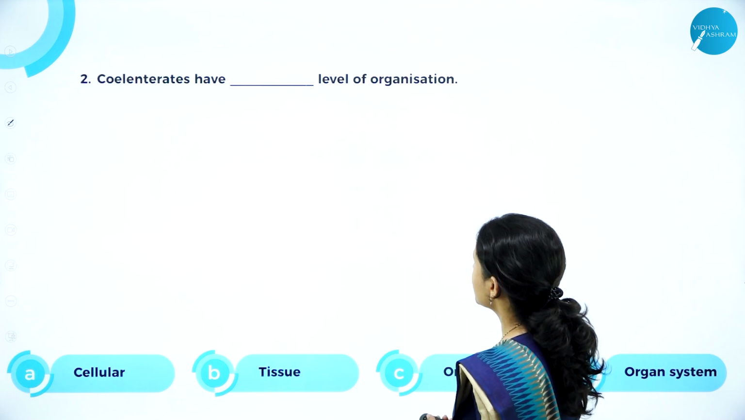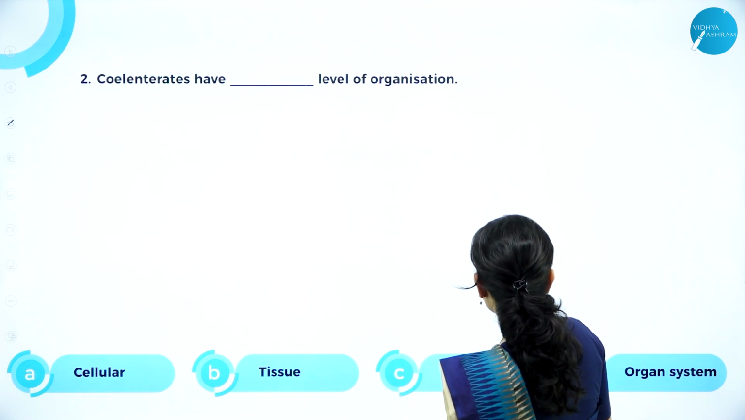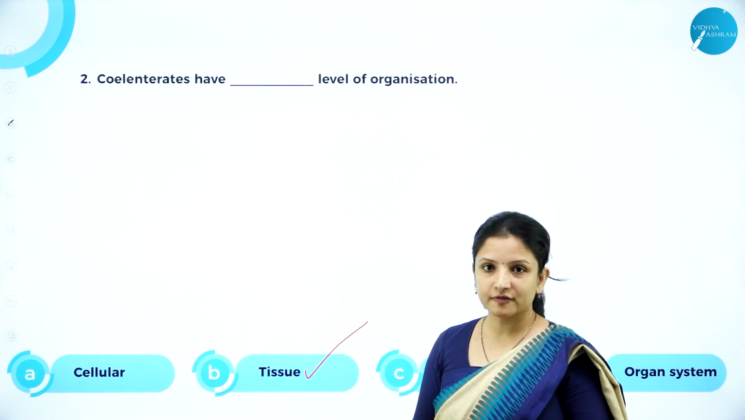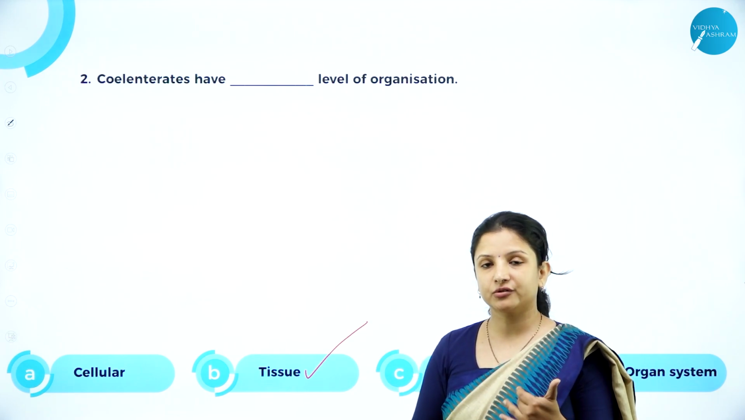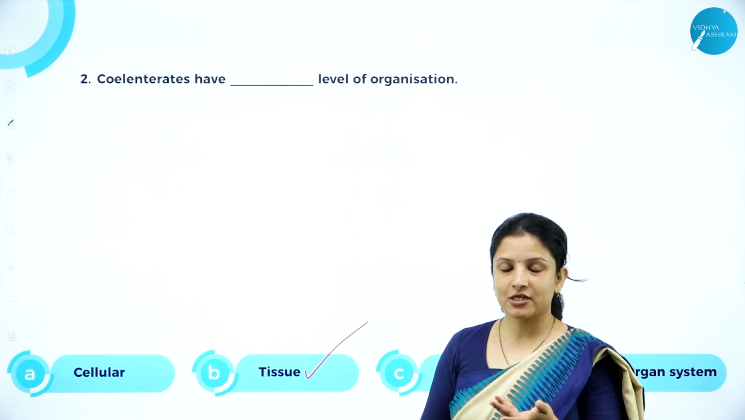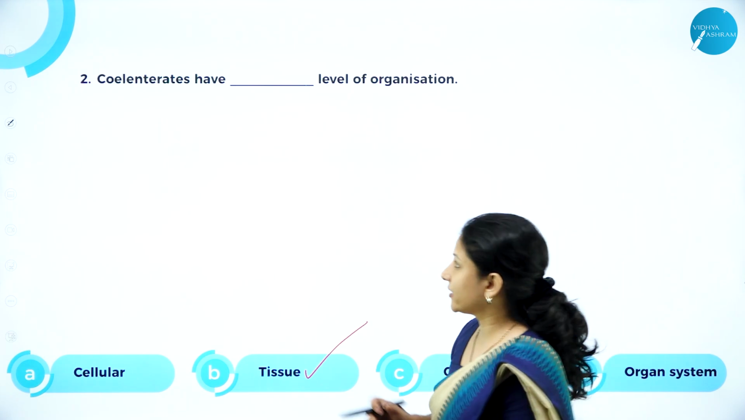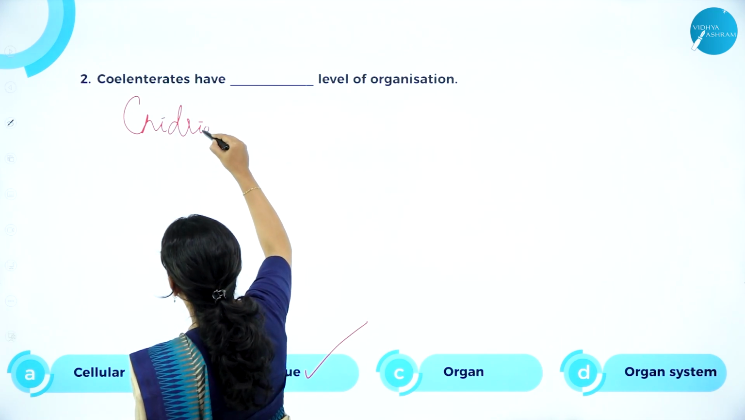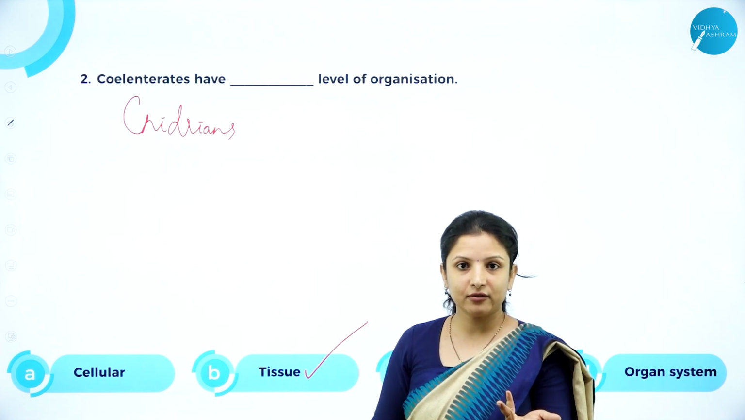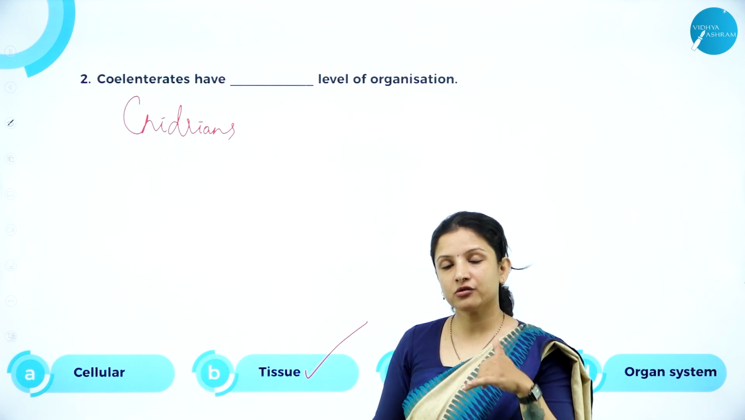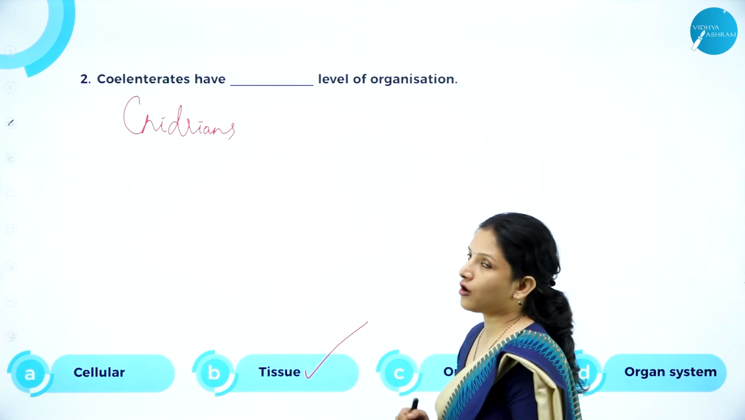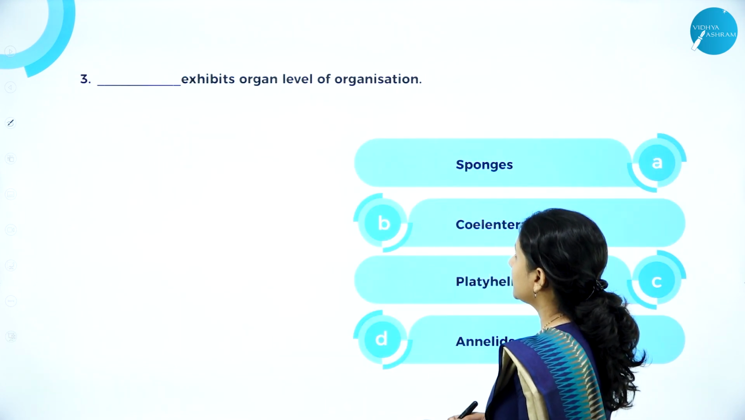Next, coelenterates have dash level of organization. Is it cellular, tissue, organ, or system? Coelenterates have tissue level of organization, wherein a group of cells come together to perform a particular function. They can also ask cnidarians have dash level of organization, because coelenterates are also called cnidarians. Here also don't get confused in the exam. So they have tissue level. For example, in jellyfish, the tentacles, which are multicellular, function to capture prey and as a defense mechanism by the organism. So therefore they have tissue level of organization. Next, dash exhibits organ level of organization.